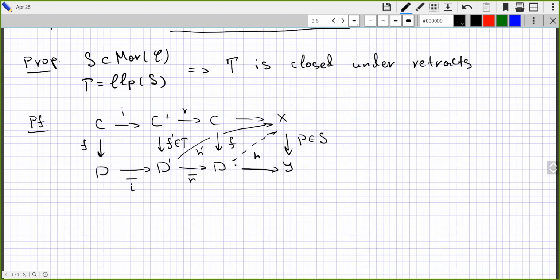Okay. How could we do this? We just could take H, our lifting problem solution, to be the following composition. I'm going to draw it here.